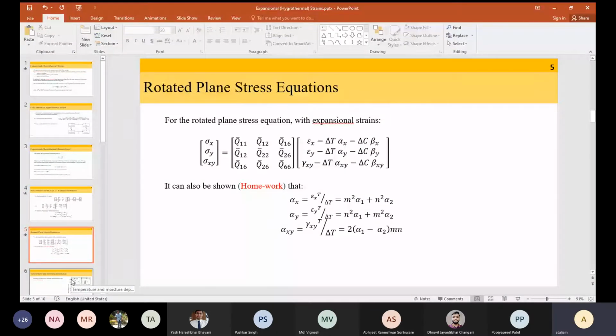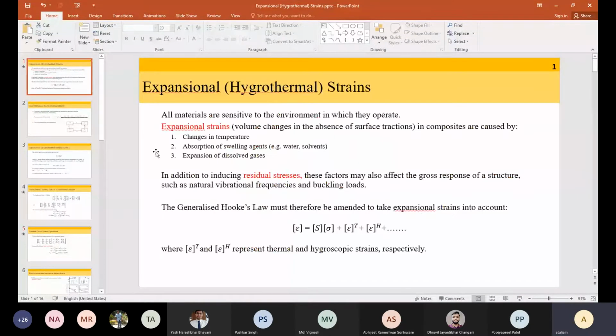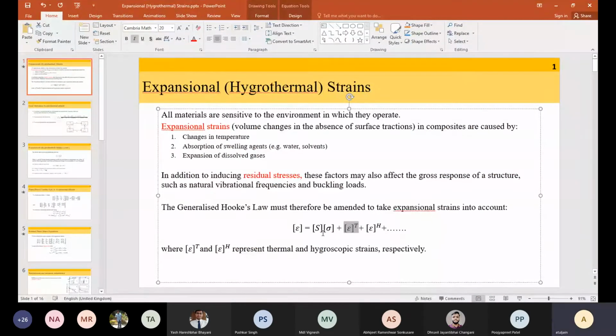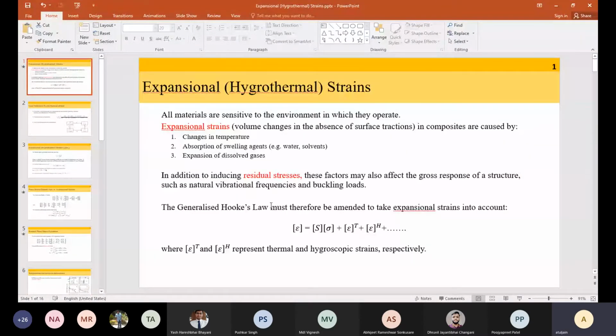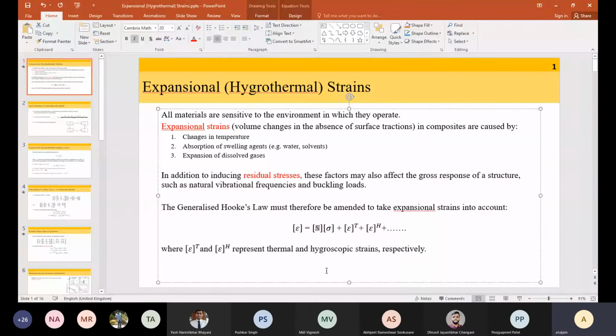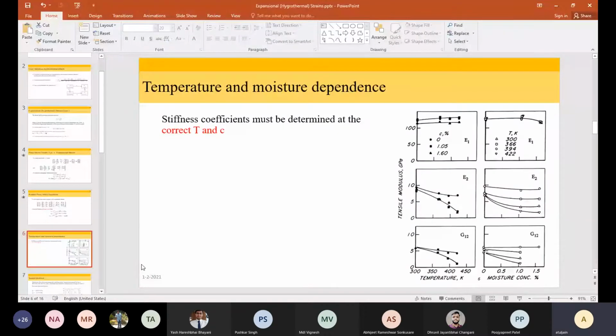Now, even though I have said in my previous slide that different strain components can be added, that the principle of linear superposition holds, we have to be very careful about one thing, that the engineering constants or the stiffness coefficients in turn depend on the T and C. So while writing this equation and while generating the value of the S matrix, you have to be careful that the appropriate choices of Young's modulus and other engineering constants are taken, because the engineering constants also depend on the temperature and moisture. So usually you are given a chart like this.